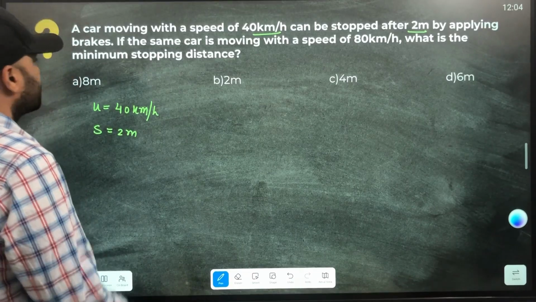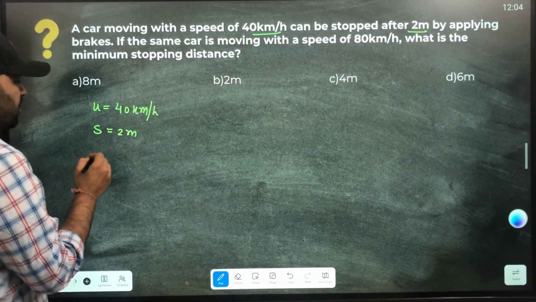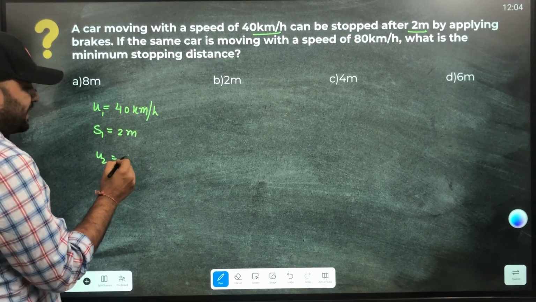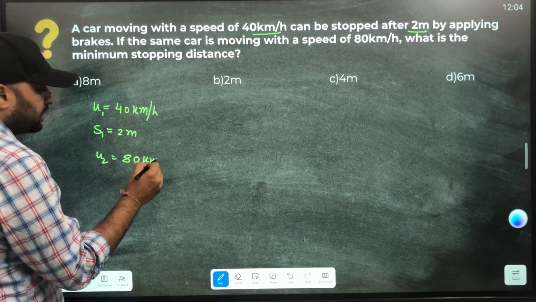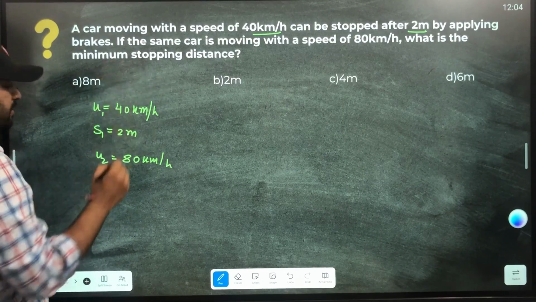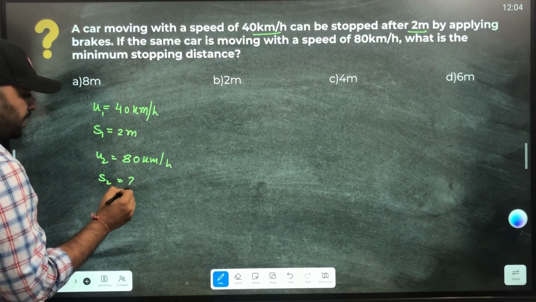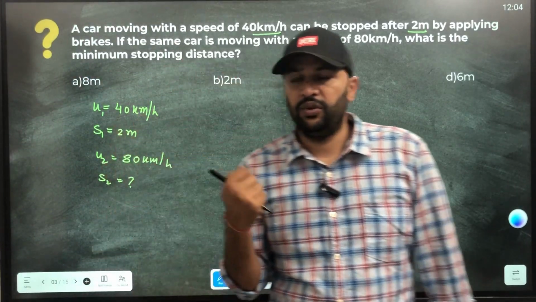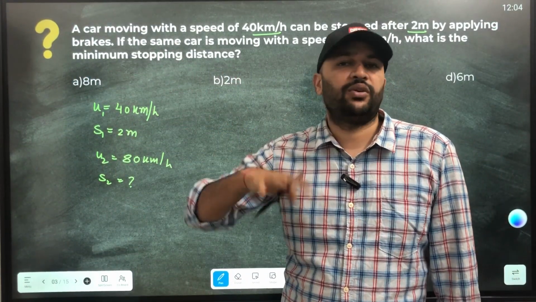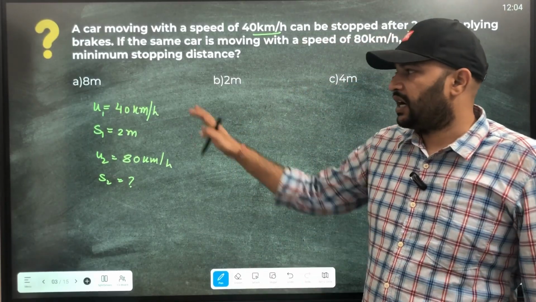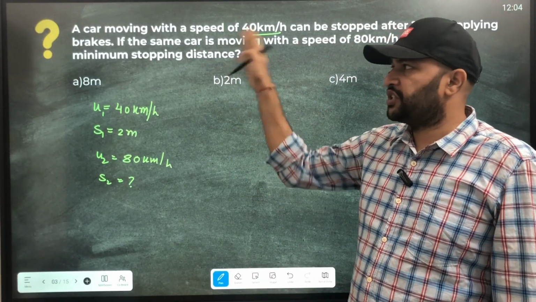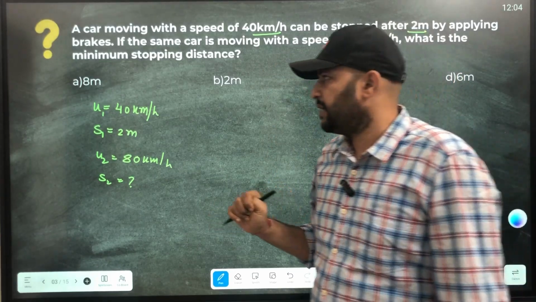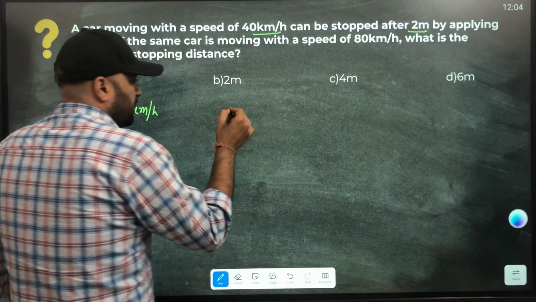By applying brakes, if the same car is moving with the speed of, so u1 is this, s1 is this, u2 is equal to how much? 80 km per hour. What will be the minimum stopping distance? S2 you have to find. To calculate the stopping distance, you already know the formula. You can do it directly, but I will derive that formula just to recall what you have done already. You can use the final result directly, and conversion is not required because it is a ratio. But here we will make use of this equation.